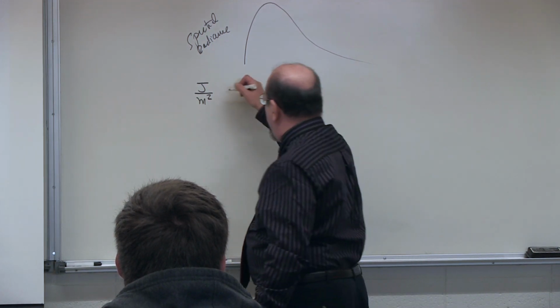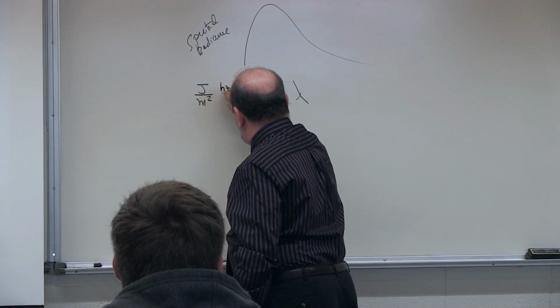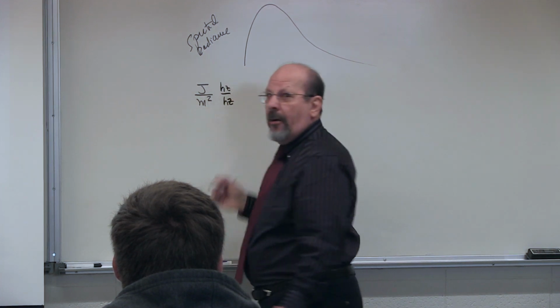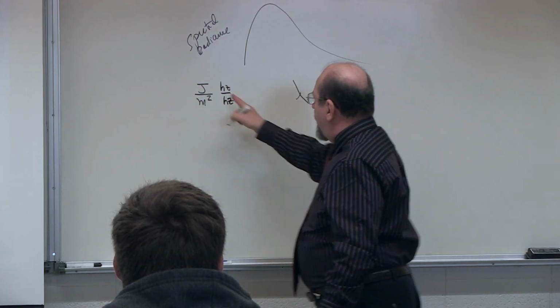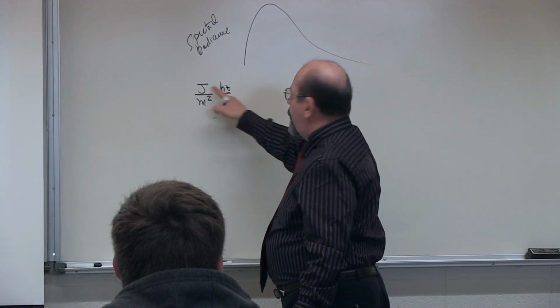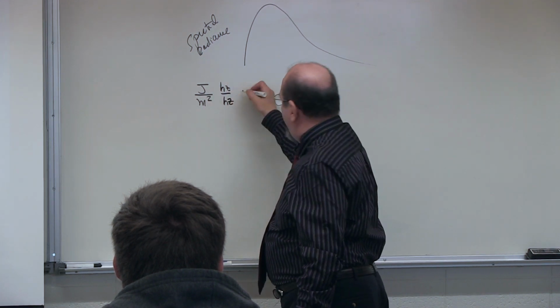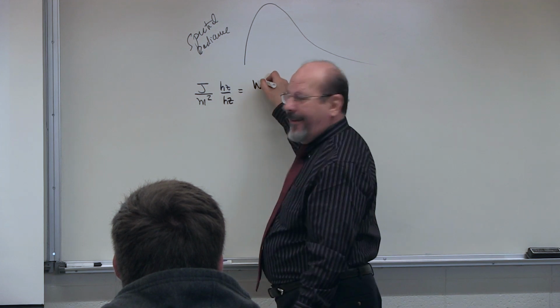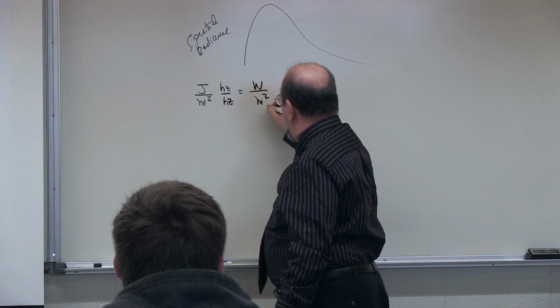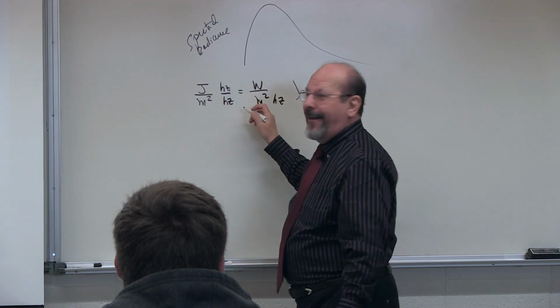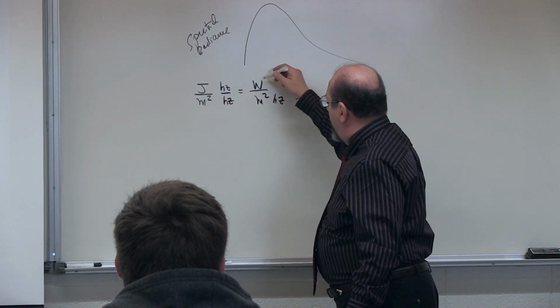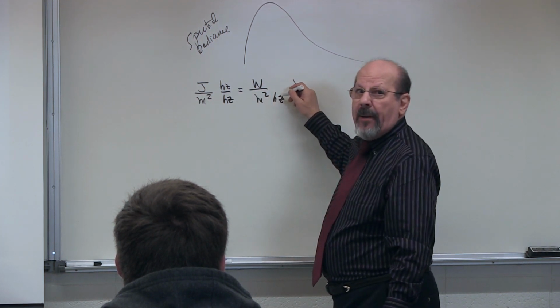So if you do a trick, you multiply top and bottom by reciprocal seconds, or hertz, then what do you have? You have joule hertz, which is the same thing as joules per second, or a watt per square meter per hertz. Now that makes sense. Power density per unit bandwidth.